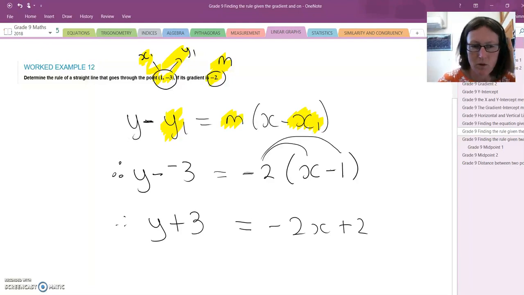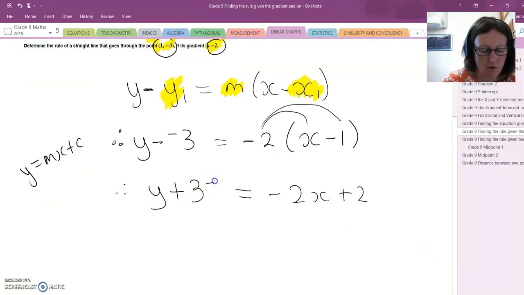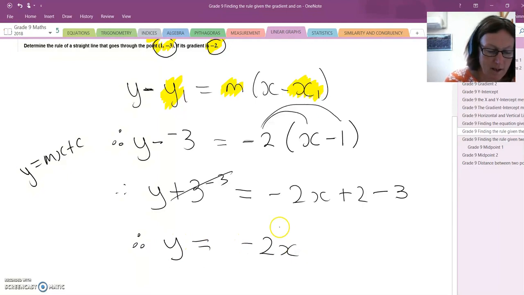I want to determine my rule. Remember, for my rule, y equals mx plus c is how I write it, so I want y on its own. So I'm going to subtract 3 from that side to cancel. So I'm going to subtract 3 from the other side. My left-hand side, I'm left with y. On my right-hand side, I've got -2x, and then I'm going to add these two, because they're like terms. So I add my like terms, and I get subtract 1.